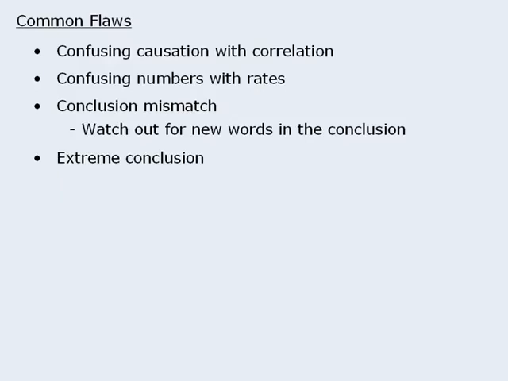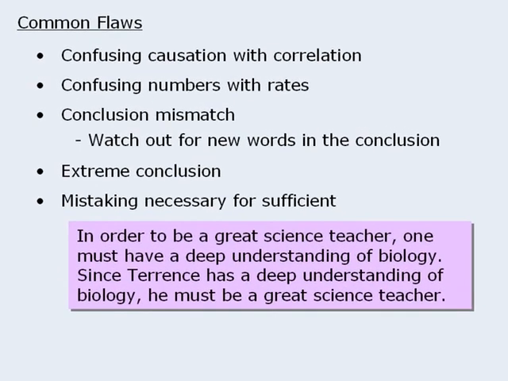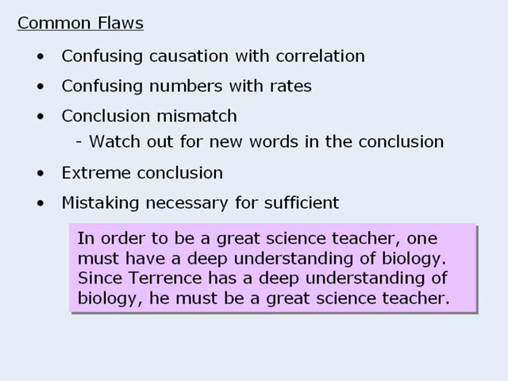Okay, the next flaw we'll examine is mistaking necessary for sufficient. Here the author assumes that if some necessary condition is met, then something will occur. For example, in order to be a great science teacher, one must have a deep understanding of biology. Since Terence has a deep understanding of biology, he must be a great science teacher.